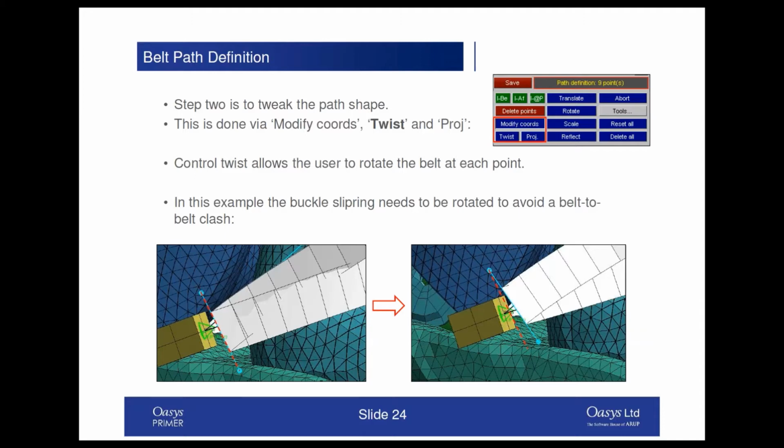So in the example I've got here, it's not a clash with the structure or the occupant. This is a belt-to-belt clash that I have at the buckle slip ring, and you can see on the right-hand side there, I just rotate that cyan handle around slightly, maybe 5 or 6 degrees, and we have a no-clash condition there.